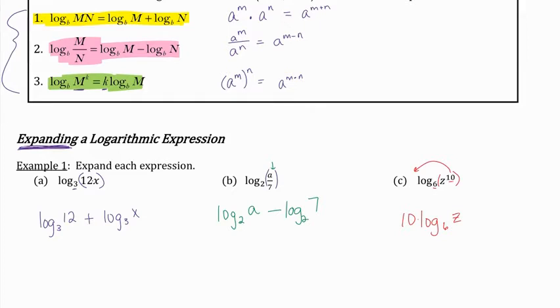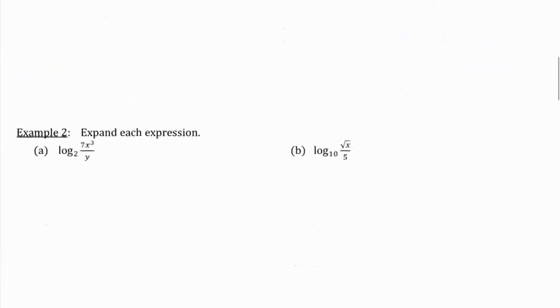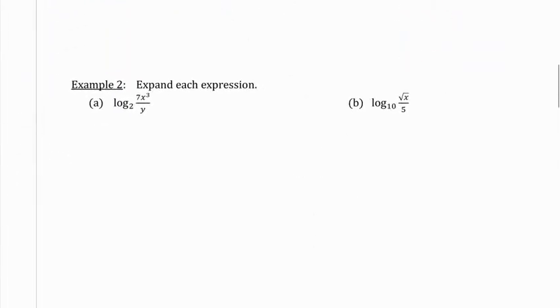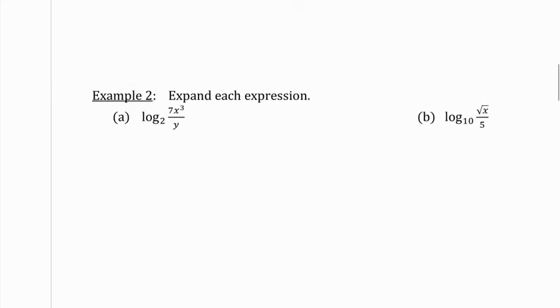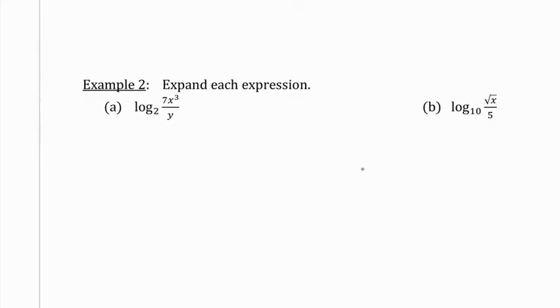Okay, so that's one rule at a time. Now let's look at a couple where we put these rules together and have to do more than one thing. So this first one, we've got log base 2 of 7x cubed over y, right? So I've got a 7 times x. That x has an exponent on it, and then I also have division by y. So we've got several different steps here.